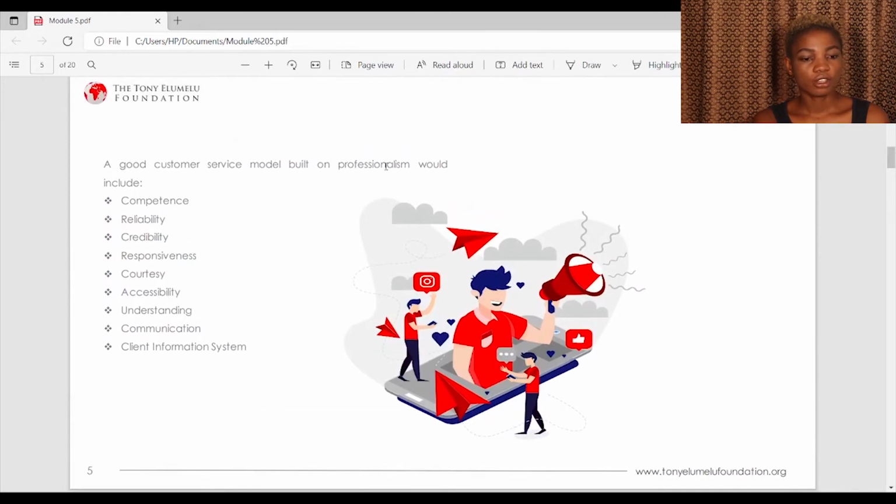A good customer service model built on professionalism. If you're going to be employing customer service personnel, there are things you need to list, qualifications these people need to meet. Is the person competent? Is this somebody you can rely on? Is it somebody that can serve your customers well? Is it somebody that has good credibility?